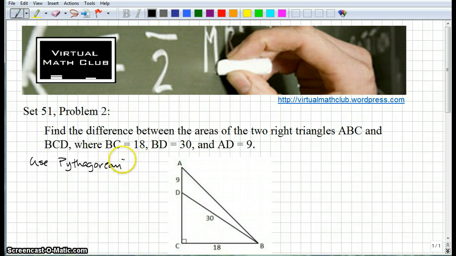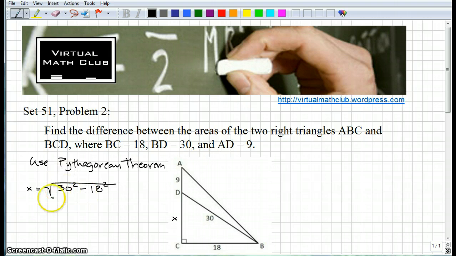Pythagorean theorem. If we take 30 squared minus 18 squared and take the square root of that, then we will get this leg right here. Let's call this x. So x is equal to that, just from the Pythagorean theorem, rearranging it. A squared plus b squared equals c squared. C is 30, and we can say b is 18. So if we rearrange that, we can get x on this leg.